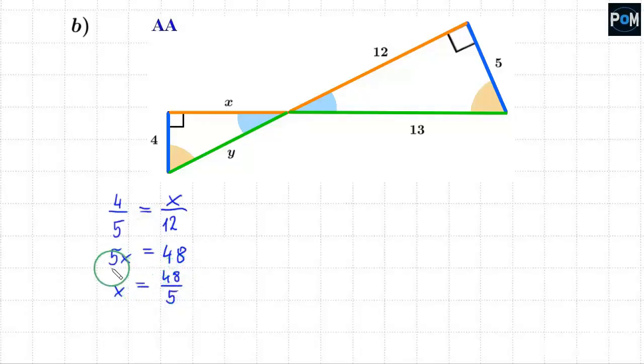Because this 5 appeared here at the bottom, and it canceled out here. And here 5, when it appears at the bottom, it results in such a fraction. X is calculated. Now for y. I will calculate y this way.